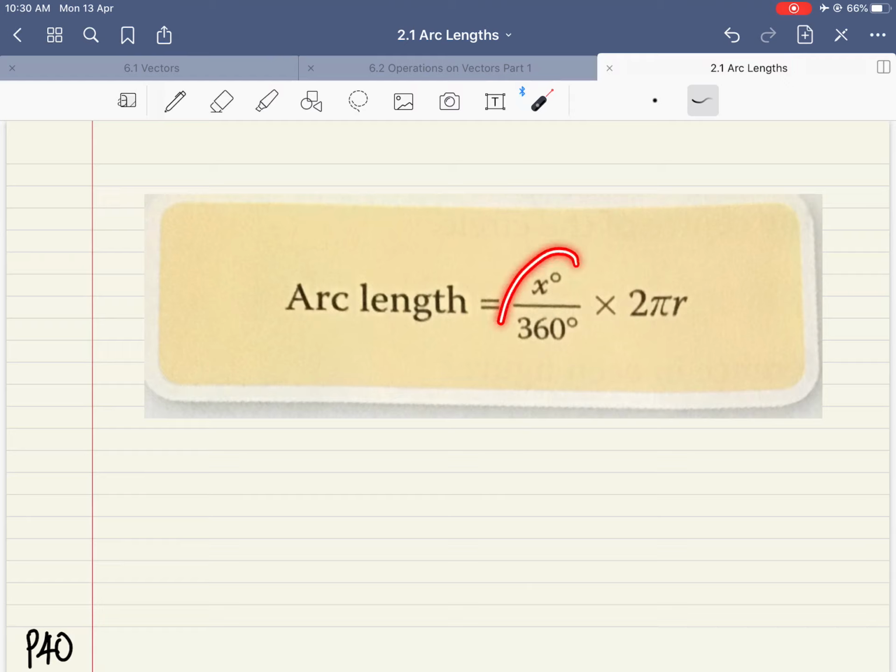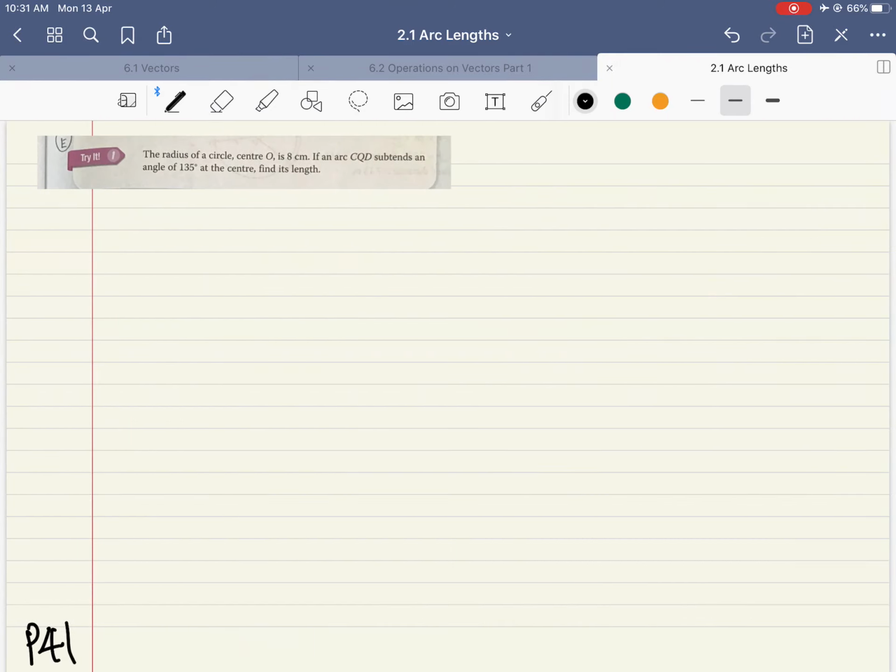So there is a formula that we need to know now, which is x over 360 times 2 pi r. This can be found on page 40 of the textbook, and this is a formula that is not given. You will have to memorize this. And today we'll just work with this formula for the entire session.